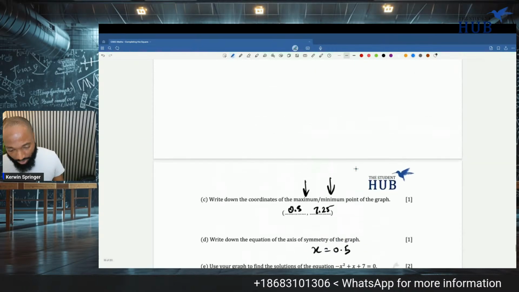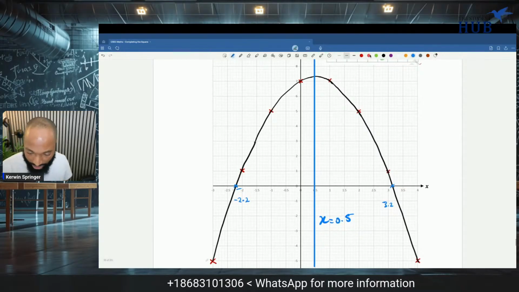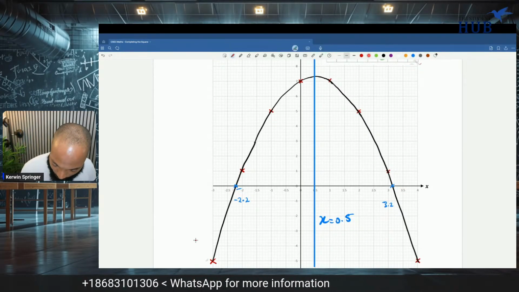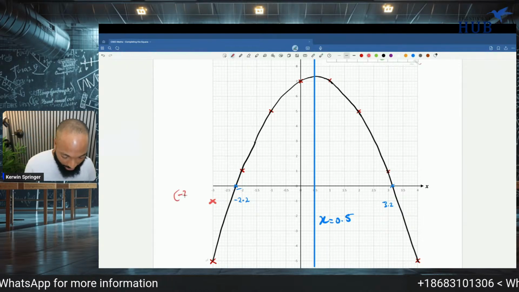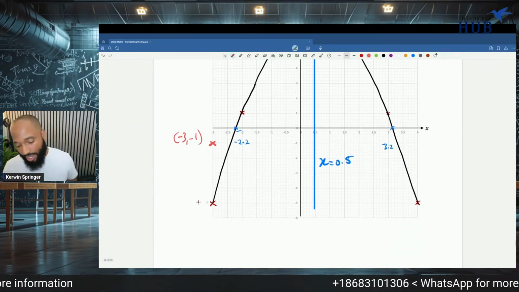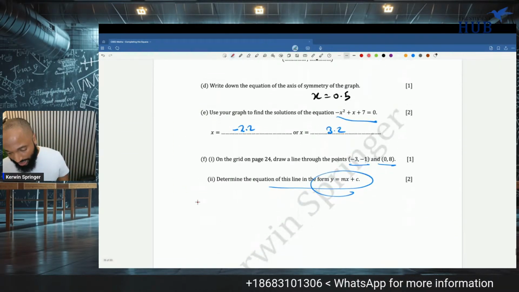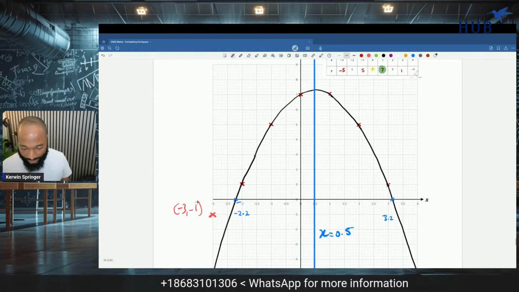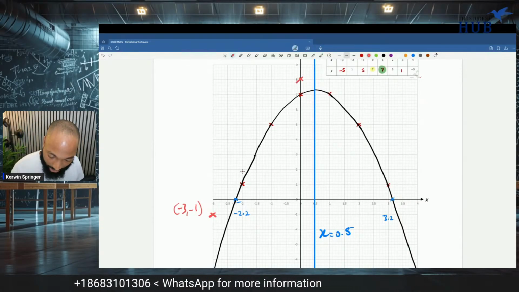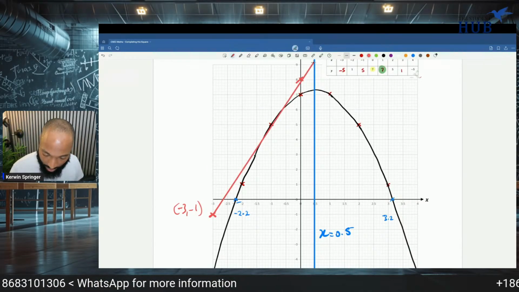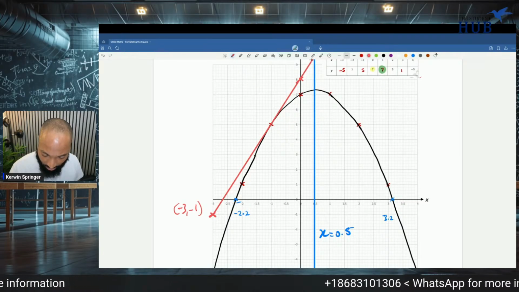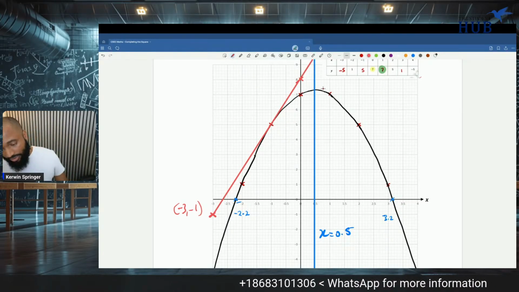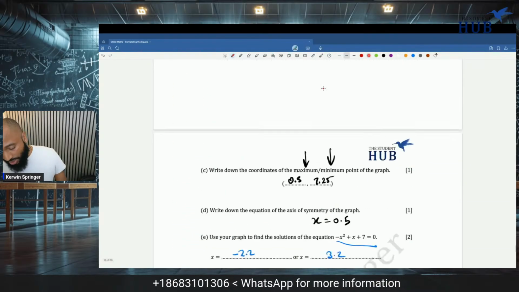Negative 3, negative 1. Let's use a different color. Negative 3, negative 1 was this point right here, and that point is drawn. And then another point, 0, 8. So we know the y-intercept is 8. Turns out that this line looks like it's making a tangent. Very interesting. So that's what they're on.